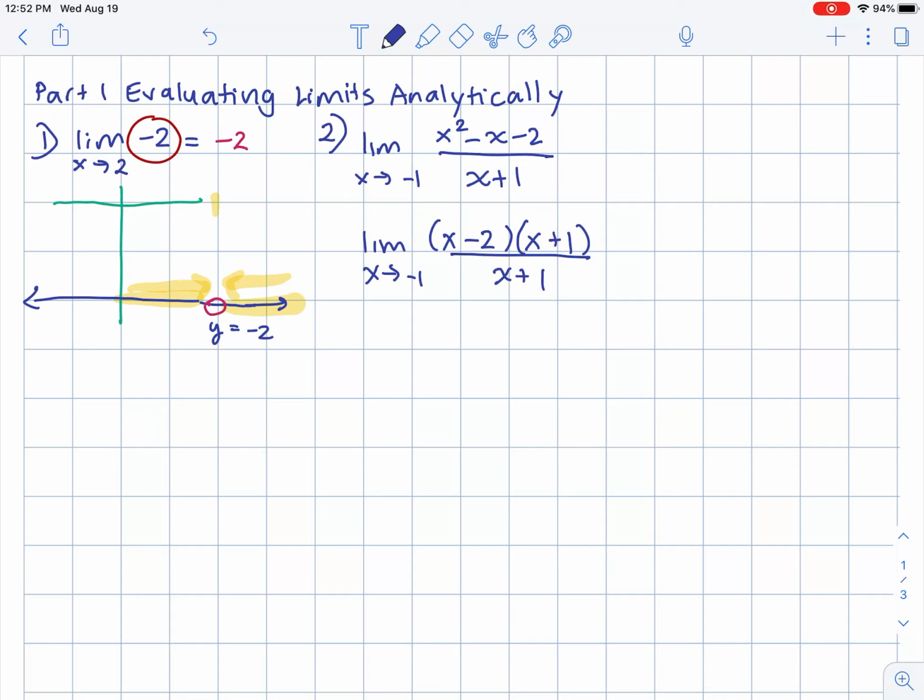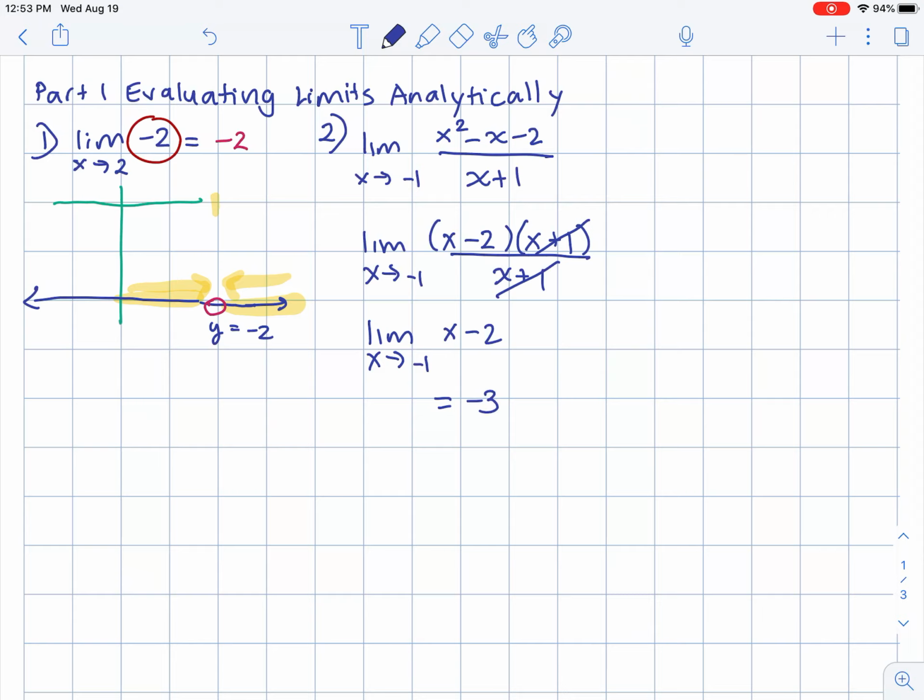Then we simplify our expression for f of x further by canceling out the common factor on top and bottom. And then we're left with the limit as x approaches -1 of just x minus 2. If you remember, the strategy is to simplify the function as much as you can, canceling out common factors, and then substitute back into the resulting expression that's left over. So the limit as x approaches -1 of x minus 2 would be direct substitution of -1 into x, which gives us -3.